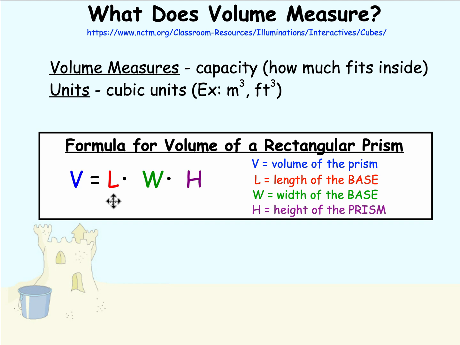So the length of the base, the width of the base is the L and the W, and the capital H represents the height of the prism. Later on, when we start doing triangular prisms, we're going to have two heights. We're going to have the height of the prism, but we're also going to be talking about the height of the triangle, and that's where we have to differentiate that height with a capital H and the lowercase h of the triangle.